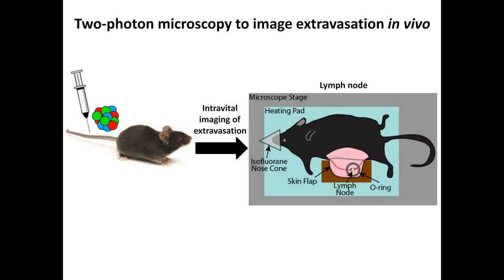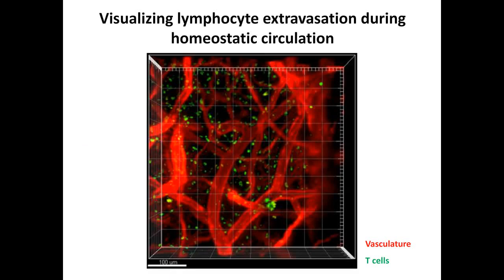And so in this example here, you can see a zoomed out view of the complicated network of blood vessels and lymph node. So the blood vessels are in red and the T cells are in green. And then if we zoom in using time-lapse microscopy, we can look at the behavior of these cells.